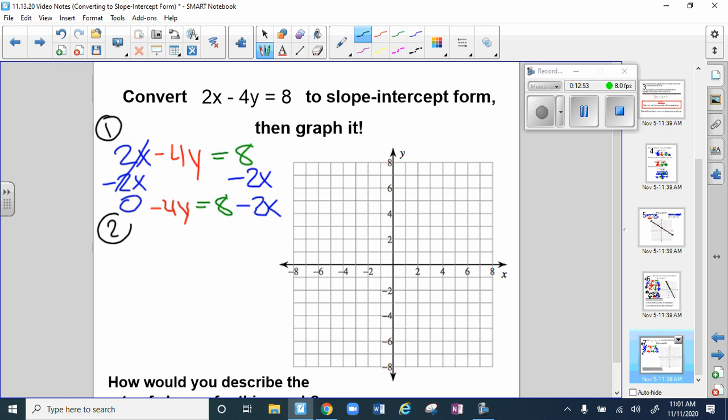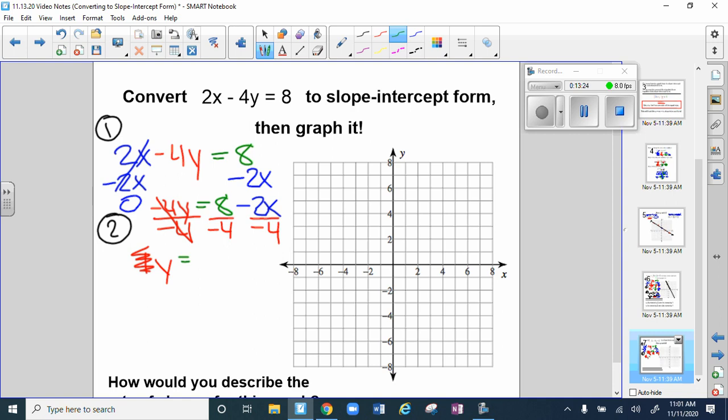My second step, I'm dividing by the number in front of y. And this time we have a negative 4y. So I have to divide by negative 4. Negative 4 is a different number than positive 4. So you want to make sure you're keeping that negative with your number. So negative 4 divided by negative 4 is going to equal 1. So I'm left with 1y, which again, I can just write as y. Don't need the 1 in front of it.